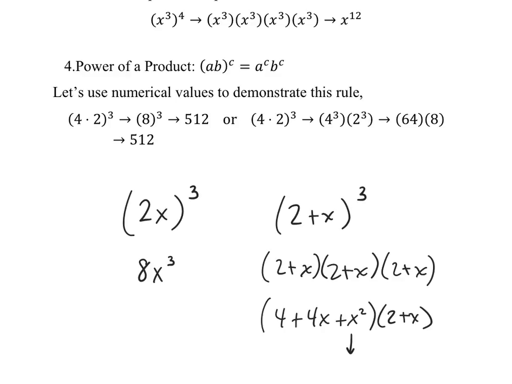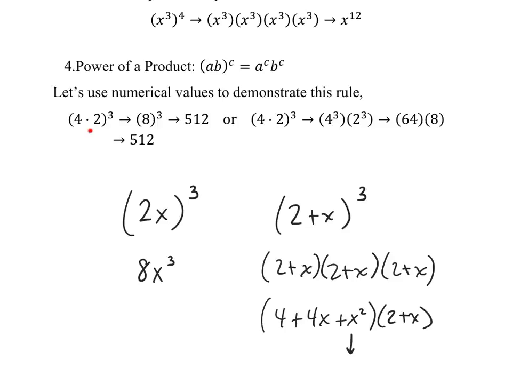The mistake I see all the time is that students write 8 plus x cubed. They literally just distribute the cube to both. You can only apply the cube to both things if those things are factors, not if they're terms. 2 is a term, x is a term when separated by a plus sign. But when separated by multiplication, we call these factors. Factors can be individually raised to said power. Terms cannot.